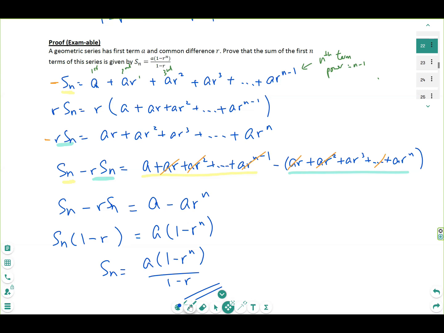So quickly, write Sn out: a, second term ar to the power of 1, ar to the power of 2, ar to the power of 3, up to ar to the power of n minus 1. Then multiply the whole series by r, expand it, and do Sn minus r Sn, factorize on both sides, divide it over, and make Sn the subject. Okay, and that will be the end of chapter 3.4.